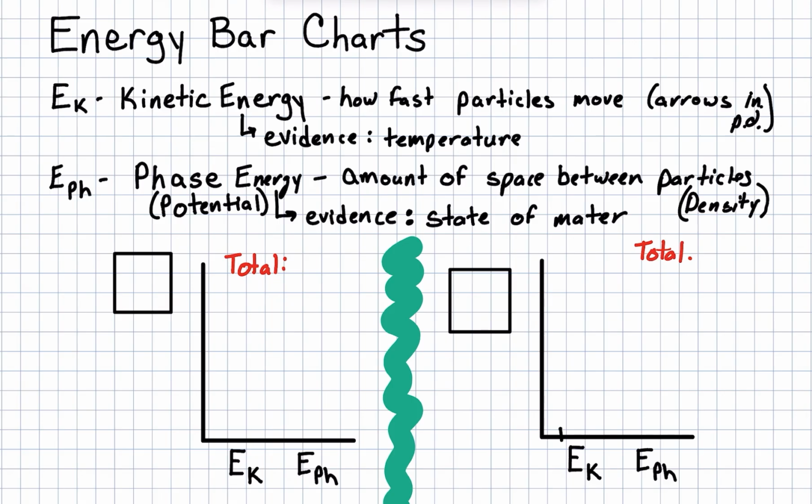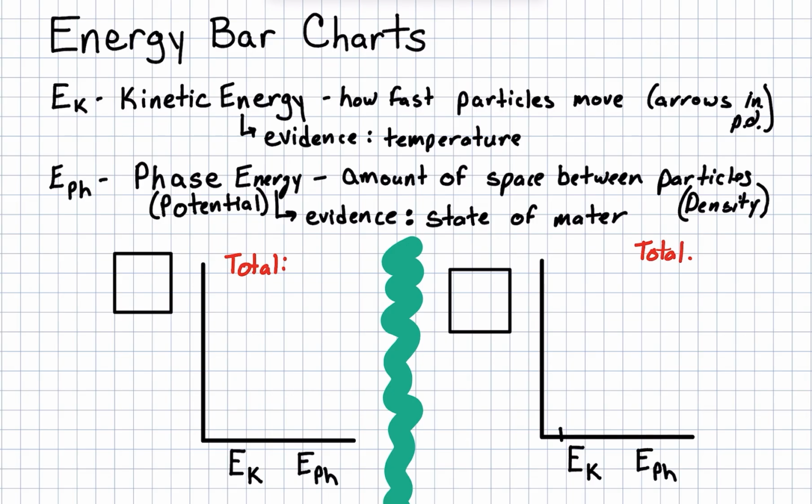Kinetic energy from our last unit, if we remember, is the energy of how fast particles are moving. We represent this with the arrows in our particle diagram. And the evidence that we have is the measurement of temperature. So if it is hot, then it has more kinetic energy than if it is cold, and it would have longer arrows in my particle diagram.